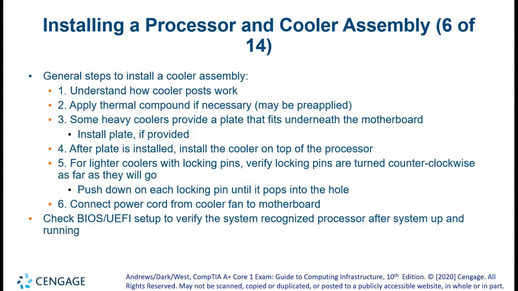General steps for a cooling assembly. Understand how the cooling post works. Apply the thermal compound first. If necessary, it may be pre-applied, but if not, you put it on. Some heavy coolers provide a plate that fits underneath the motherboard. Install the plate if provided. After the plate is installed, install the cover on top of the processor. For lighter coolers with locking pins, verify the pins are turned counterclockwise as far as they go. Push down on each locking pin until it pops into the hole. Connect the power cord from the cooler fan to the motherboard. Check the BIOS UEFI setup to verify the system recognizes the processor after the system is up and running.